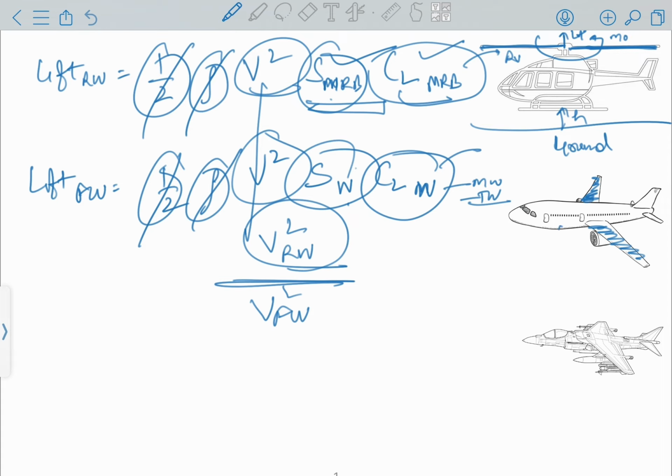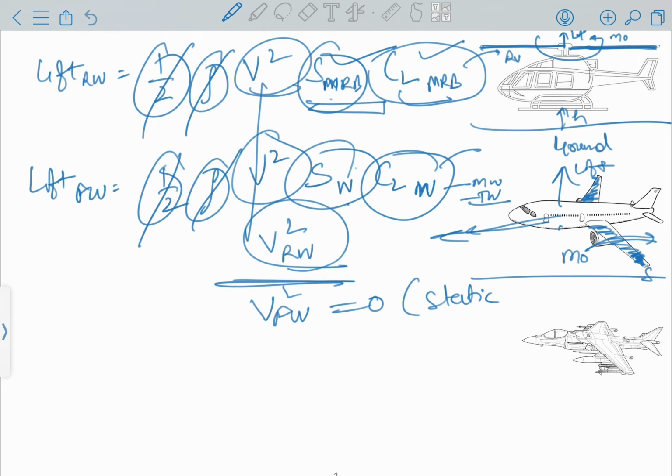But in the case of a fixed wing, if the aircraft is static, if the fixed wing aircraft is not moving, there is no relative airflow between the aerodynamic surface, that is the wing, and the air. So if the velocity is 0, if the aircraft is static, there is no lift generated. So to produce lift, we always need a forward motion. That's why a fixed wing aircraft has a runway.